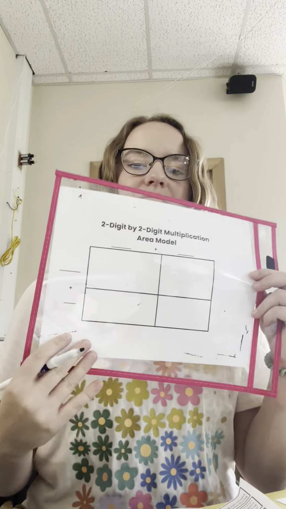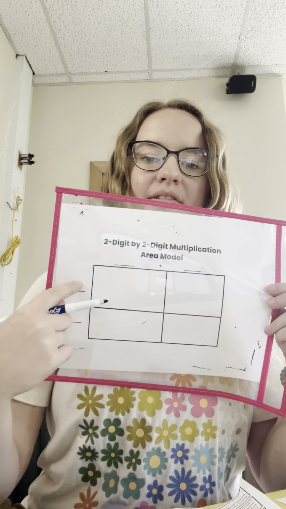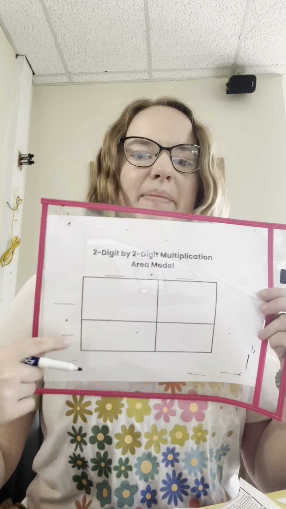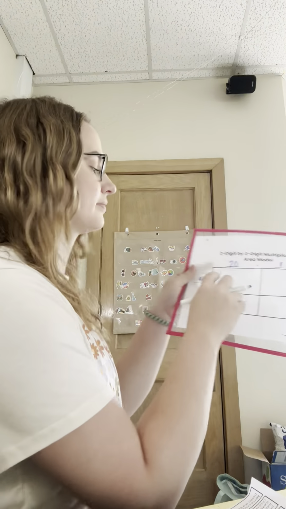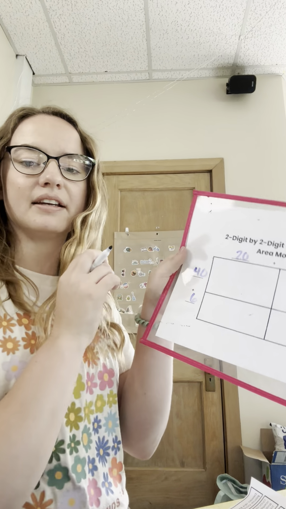Well, I already know I need to multiply. So I'm gonna multiply 21 times 46. Remember, it doesn't really matter which number goes where, okay? So I'm gonna put 21, 46, okay? Now, what I can do is follow my numbers down and across, and I can multiply.